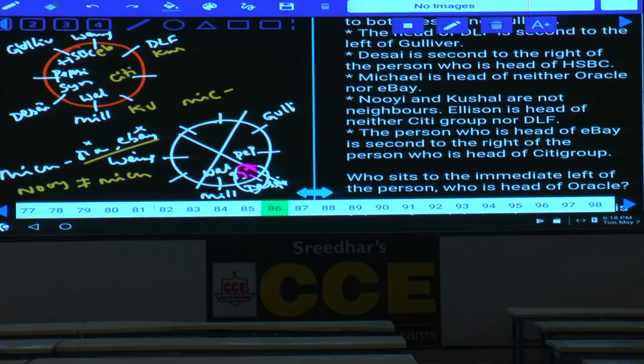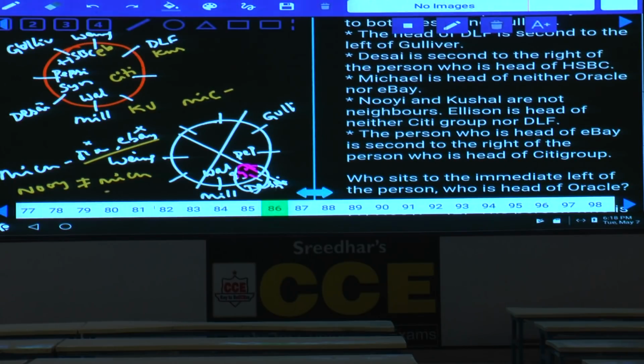And Nui and Kushal are not adjacent to each other. And Nui and Michael are also not adjacent to each other, isn't it? And that means Nui cannot be adjacent to Michael and Kushal. As Nui cannot be adjacent to Michael, Kushal can be either here or here. Now in both the cases what happens here? Nui must be adjacent to that one, which is not possible. And so what is the only possibility we have? Nui must be here. If Nui is here, then this Michael, and Nui and Kushal are not neighbors.